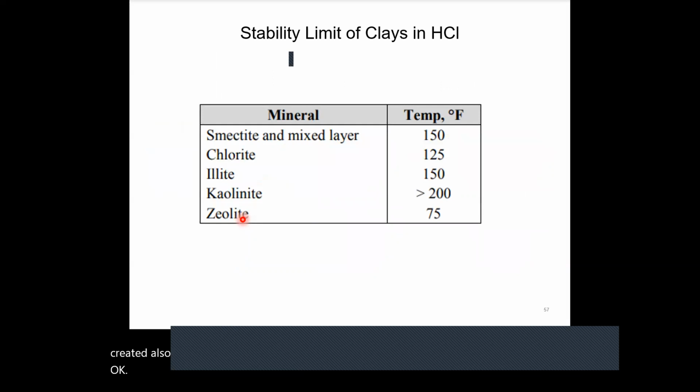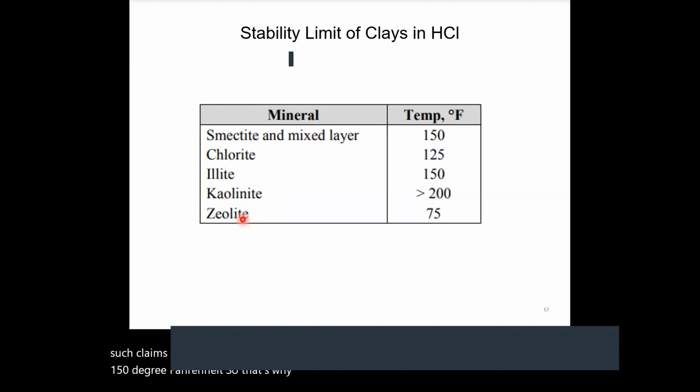So this is showing you stability. If we have clay, for example, what will be the stability of certain clays with temperature? That's why this is very important: first of all, the mineralogy, and second, you need to know that there are studies that show that clay becomes unstable in HCl at different temperatures. The stability of such clays, for example smectite and mixed layers, will be unstable at 150 degrees Fahrenheit.